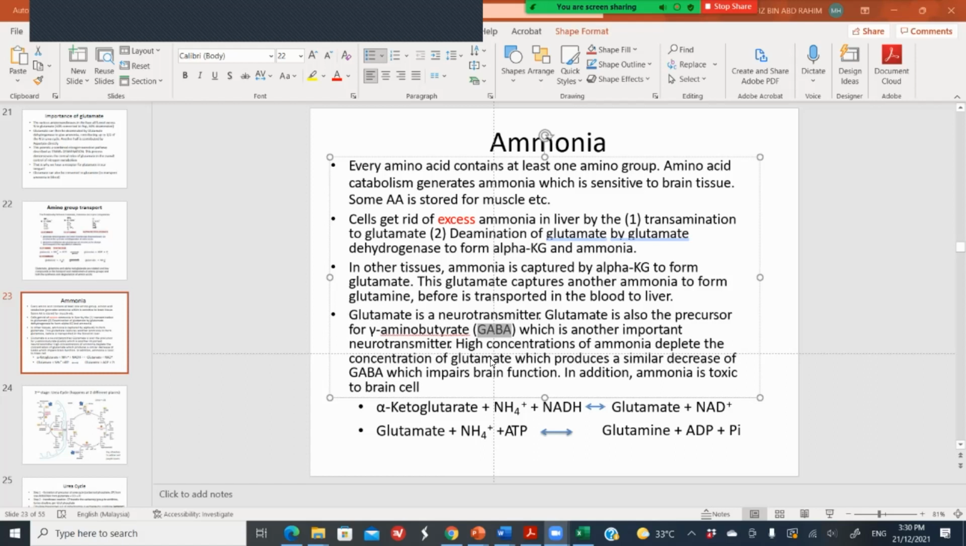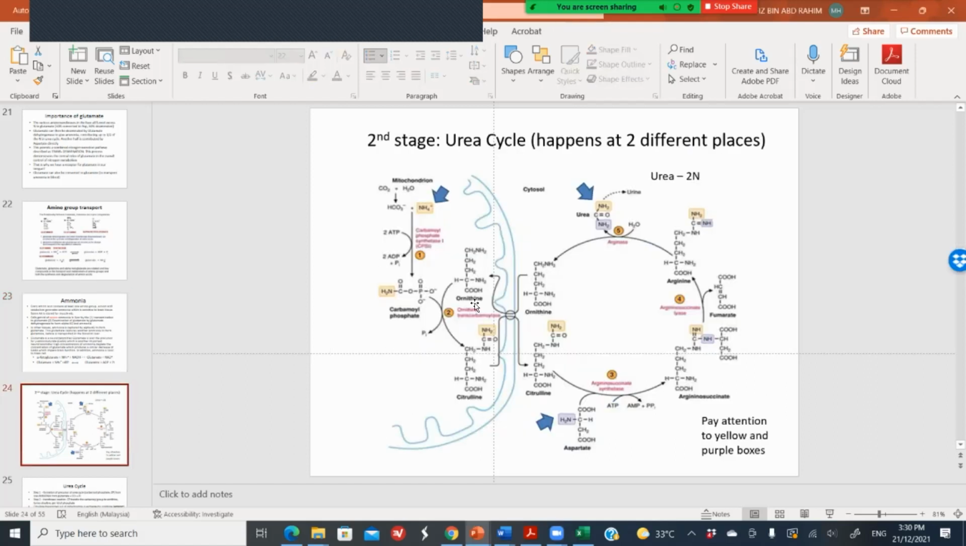So orang yang ada something wrong in the metabolism of nitrogen can have lower amount of GABA in the body. Okay, so that's why high concentration of ammonia depletes the concentration of glutamate because it will produce glutamine, and it is also toxic to brain cells as well. Okay, so what happens is this ammonia will undergo the process we call the urea cycle to excrete this as urea.